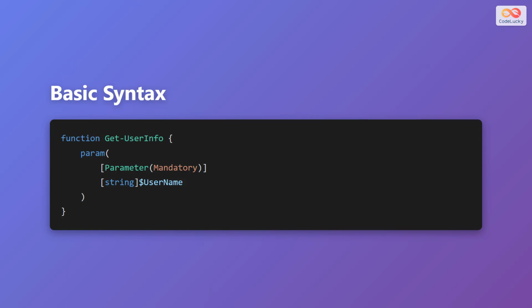Here's the basic syntax for creating a mandatory parameter. Inside your param block, you add the parameter attribute with the mandatory property set. In this example, we have a function called getUserInfo with a mandatory username parameter. The square brackets contain the parameter attribute with mandatory specified, followed by the data type string, and then the parameter name $username.